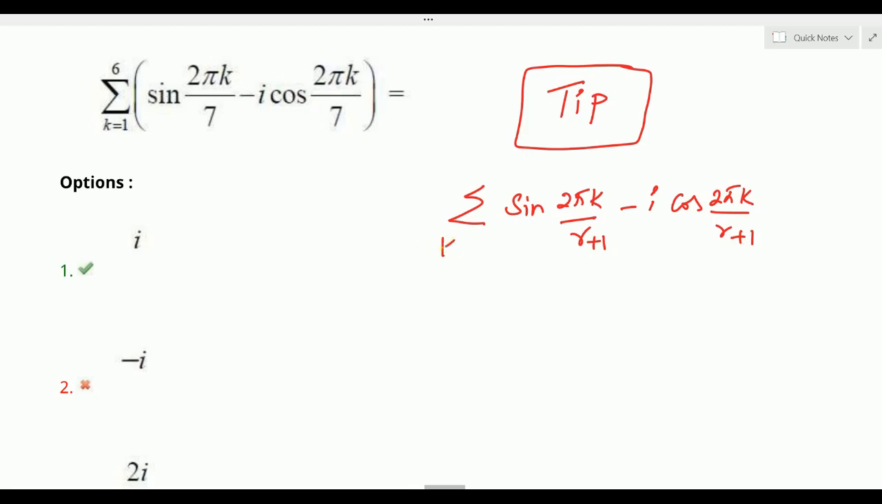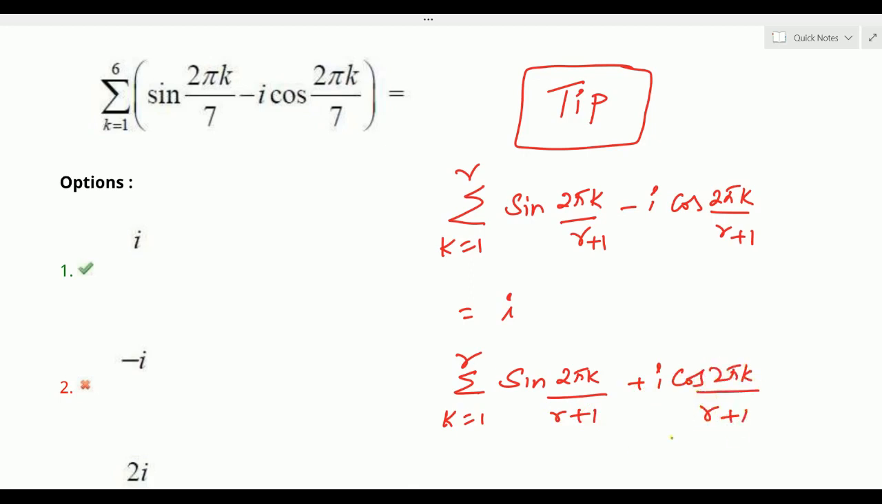ఇక్కడ k వేరీ ఉంది కదా, k varies from 1 to r. ఇది మధ్యలో మైనస్ i cos 2π ఉంటే ప్లస్ i అవుతుంది. ఇదే రిజల్ట్ మనం ఇంకొక రిజల్ట్ కూడా ప్లస్ ఉంటే మైనస్ అవుతుంది. అంటే సిగ్మా k varies from 1 to r sin of 2πk by r plus 1 plus i cos of 2πk by r plus 1. The resultant is minus i. ఈ రెండు standard results. As a tip we have to remember.